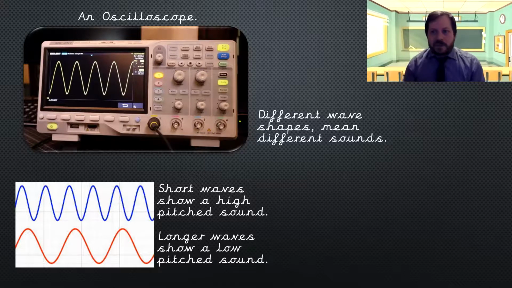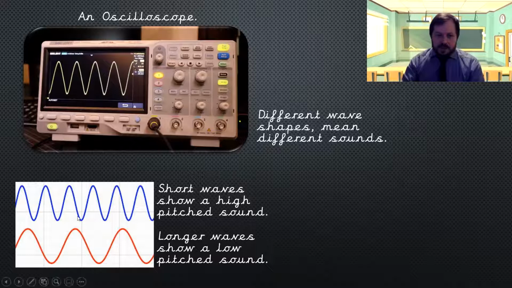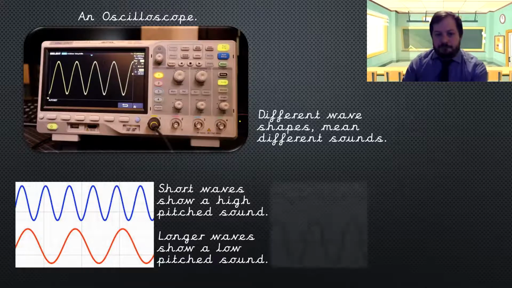Now, I can't do very high pitch sounds because my voice doesn't allow me to, but some of you will be able to. And the difference is, as long as you're not changing the volume, the amplitude of the wave, which is how large it is from top to bottom, would stay the same. Just the frequency of the wave, how quick it happens, changes. The quicker it is, the higher pitch it is.